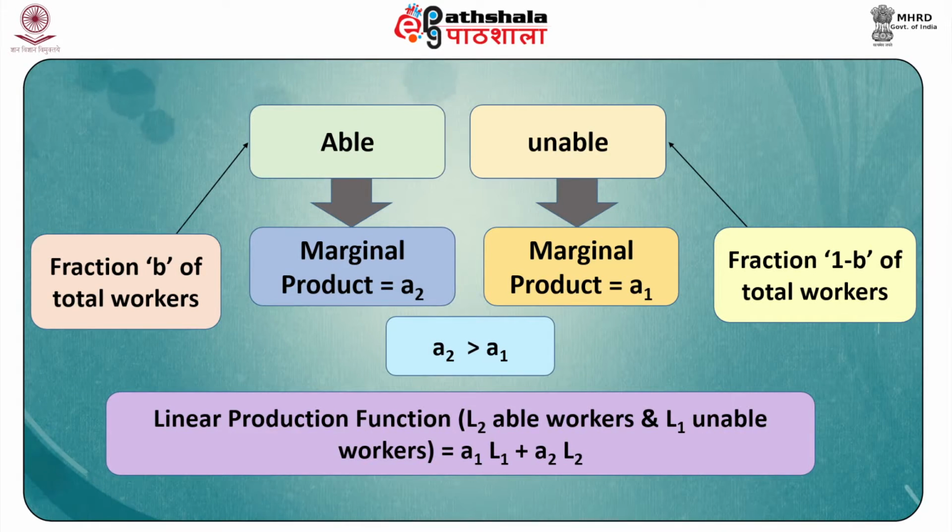Suppose that we have two types of workers, able and unable, in a competitive market. The able workers have a marginal product of A2 and the unable workers have a marginal product of A1, where A1 is less than A2. Suppose that a fraction B of the workers are able and 1 minus B of them are unable. For simplicity, we assume a linear production function so that the total output produced by L2 able workers and L1 unable workers is A1 L1 plus A2 L2.